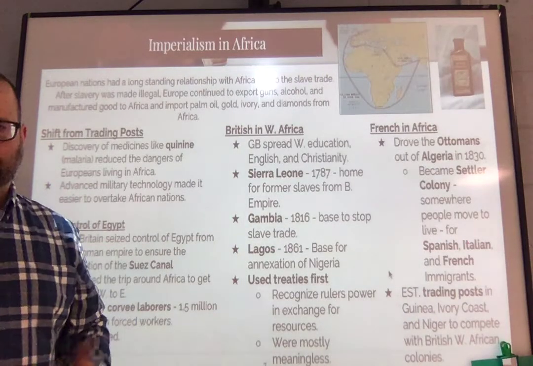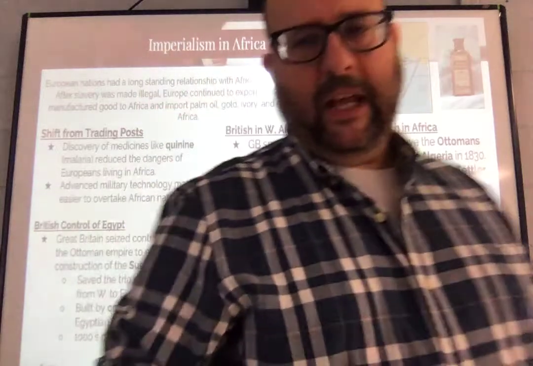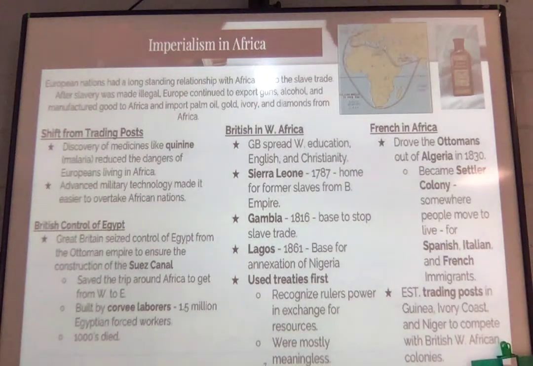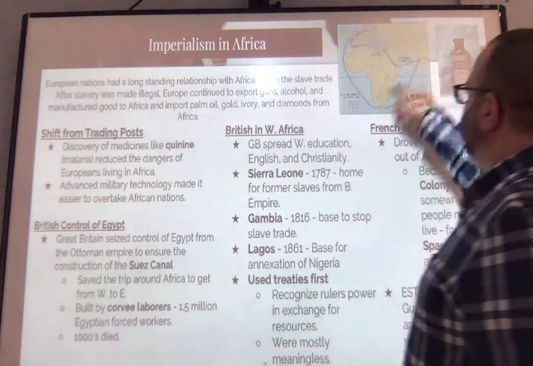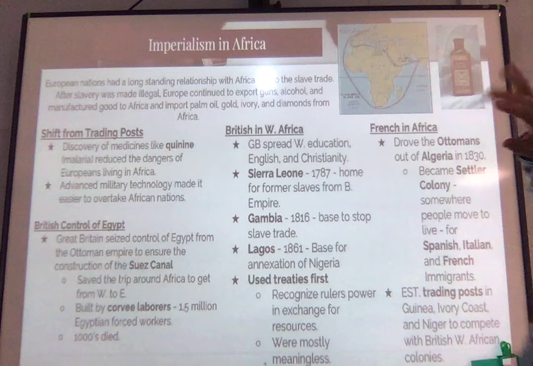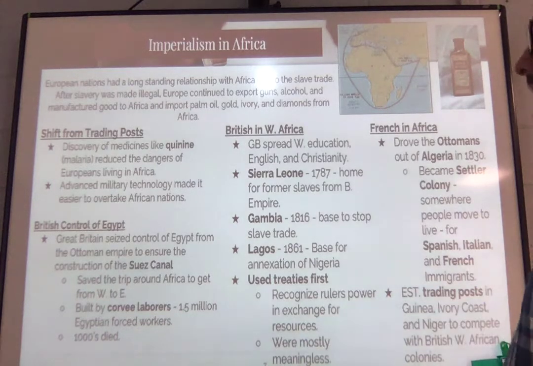And here's kind of the way we're going to lead off. And I'm going to stand out of the way here. So you can tell that European nations had a long-standing relationship with Africa because of the slave trade. And after slavery is made illegal, Europe continues to export guns, alcohol, and manufactured goods to Africa, and they will import palm oil, gold, ivory, and diamonds from Africa. Now, this part shouldn't be too unfamiliar to us.